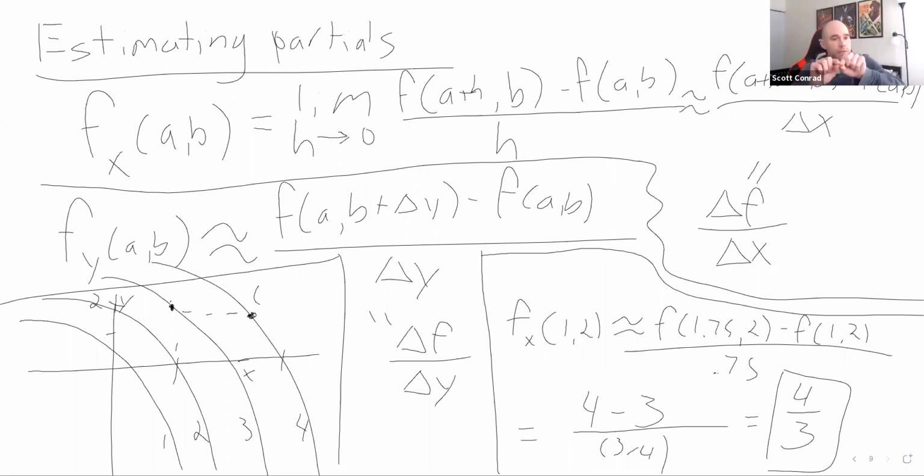So if you want to approximate the partial with respect to x, we look at our points, go in the positive x direction until we hit the next level curve, look at how your function has changed, and then divide by the change in x.